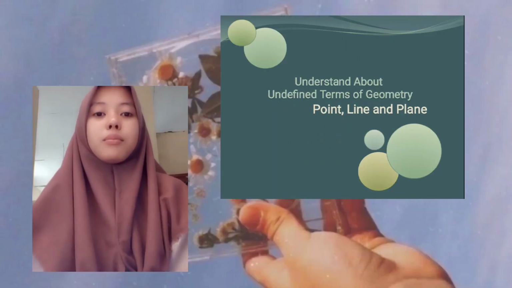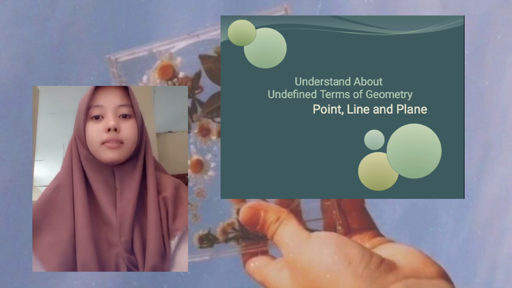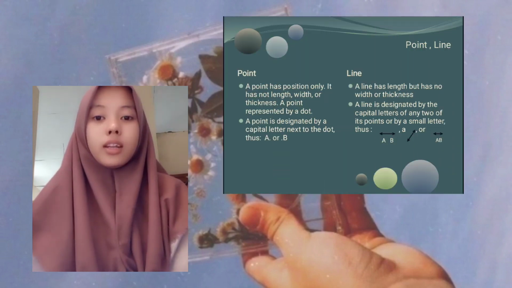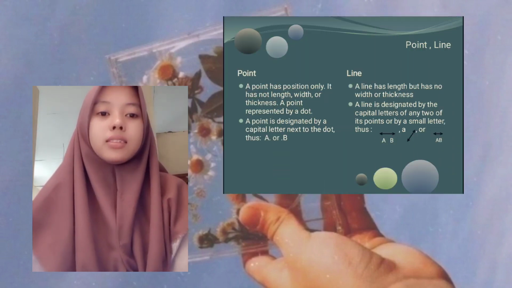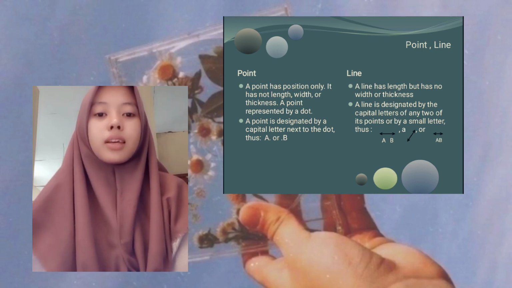I will summarize the meanings of point, line, field, and line segment. Point. A point is something that has a position but does not have length, width, or size. A point is represented by a capital letter next to the dot, such as I or P.